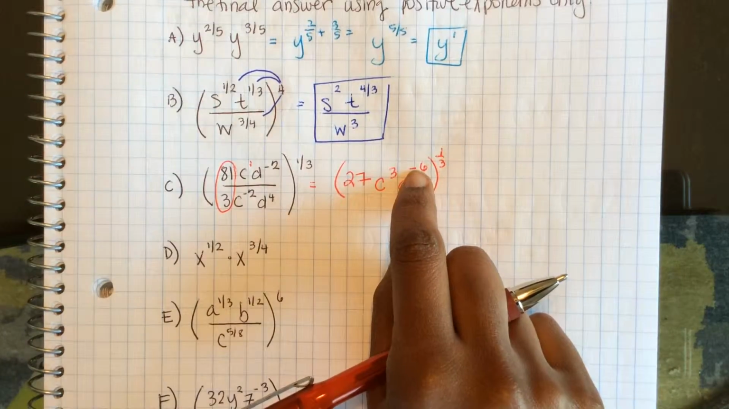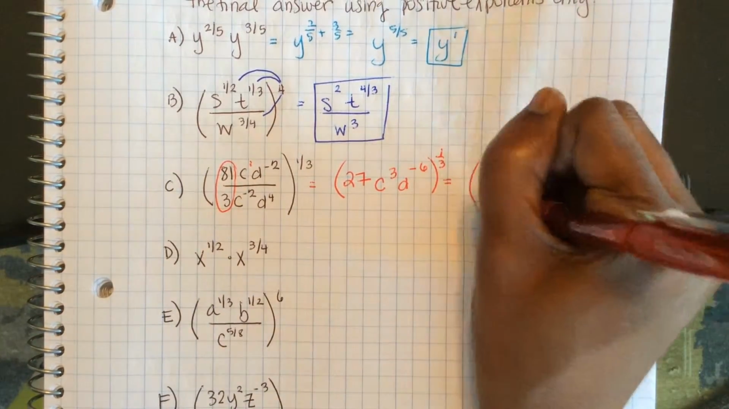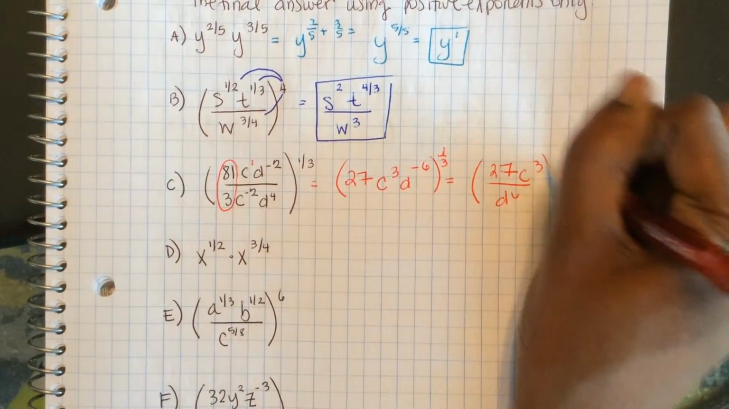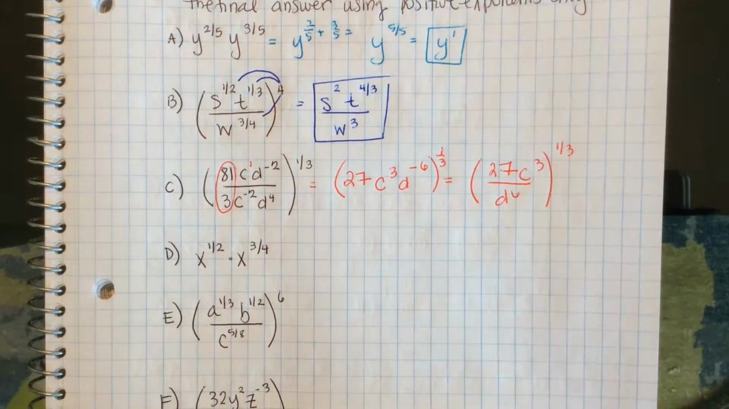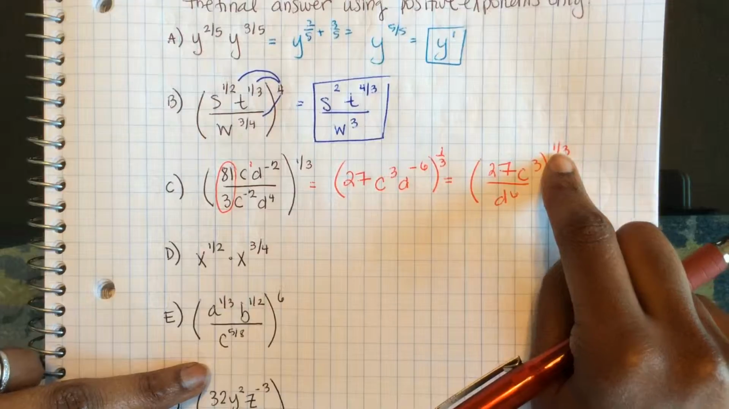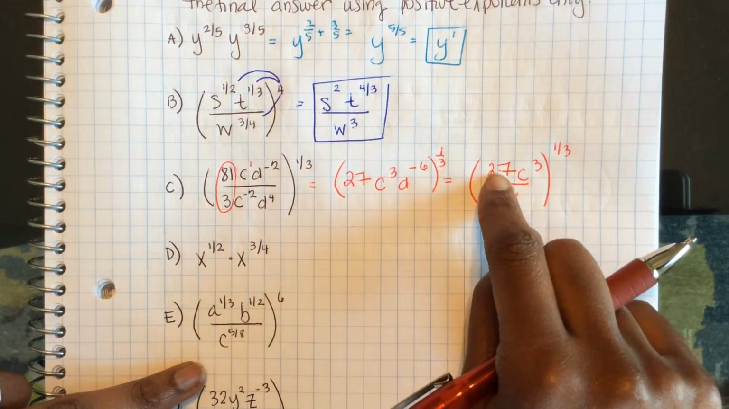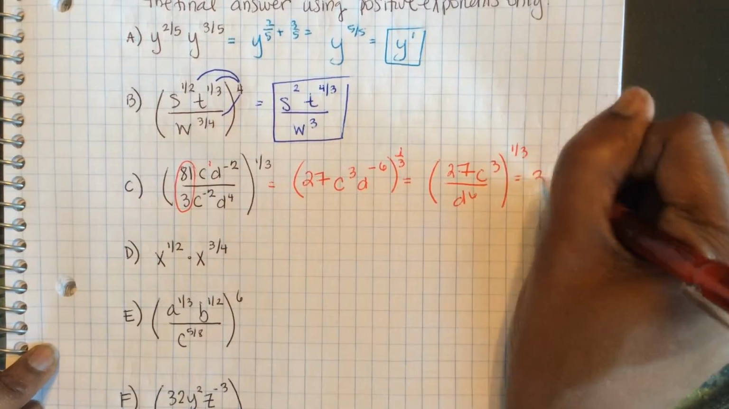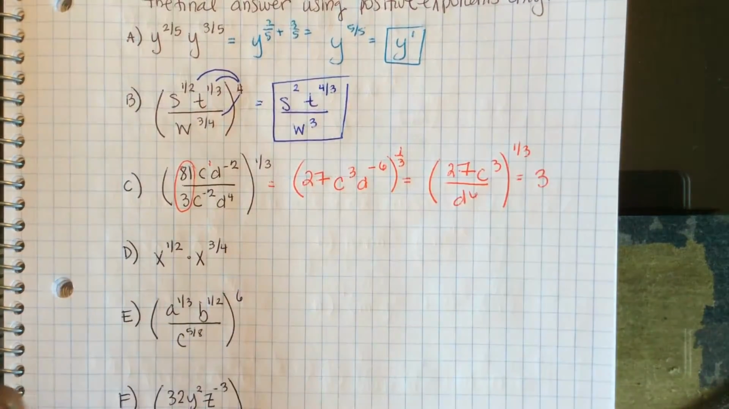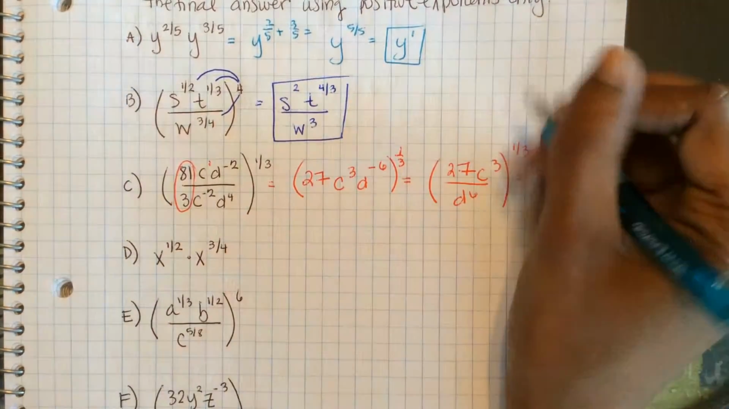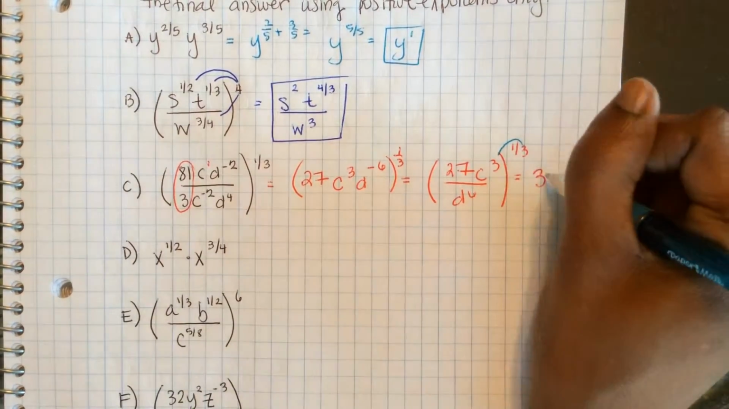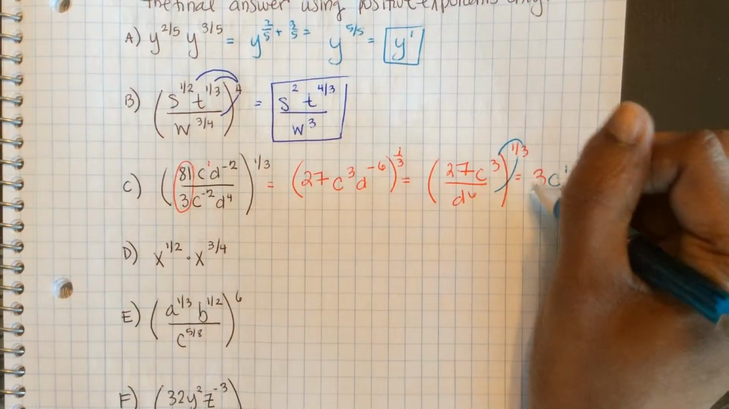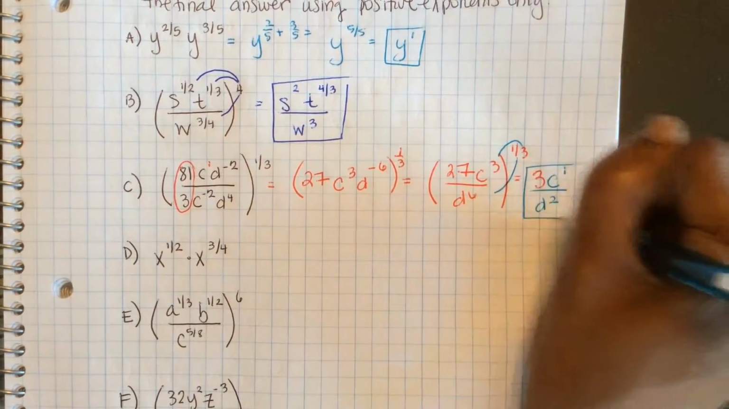So we don't like negative exponents. So that's 27 c to the third over d to the 6th, to the 1/3 power. So I know that the 1/3 power is the cube root of 27. The cube root of 27 is 3. And now I'm going to multiply my exponents. 1/3 times 3 is c to the first, and 1/3 times 6 is d squared.